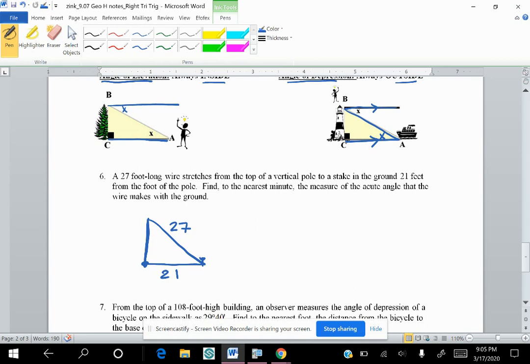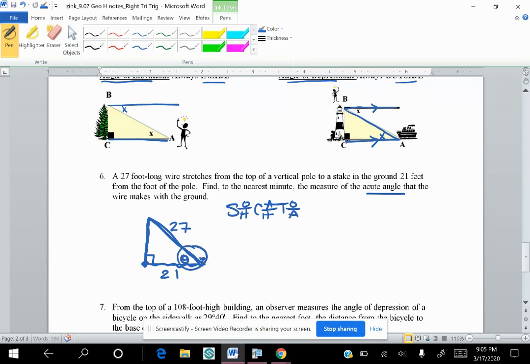So find to the nearest minute the measure of the acute angle that the wire, so this is the wire, makes with the ground. Let's call that theta. So now I say, okay, well, the vertical pole makes a right angle. So now I have a right triangle, and I know 2 out of my 3 sides, but I'm looking for my angle. So that's when I want to think to use SOHCAHTOA.